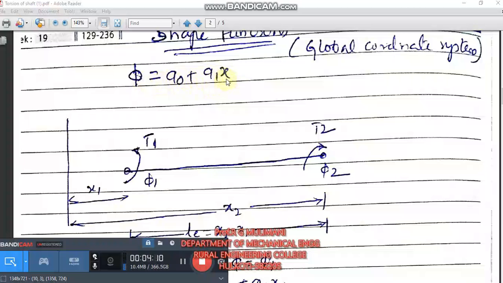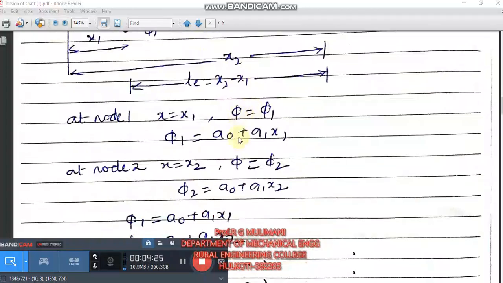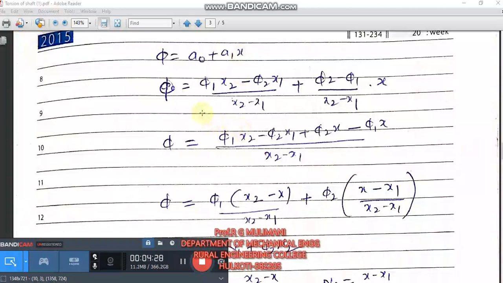The second boundary condition is where x is equal to x2 and phi is equal to phi 2. Now we have two equations and two constants. Simplify and find a0 and a1. After finding a0 and a1, you substitute their values in these equations. See here, this is a0 and this is a1.